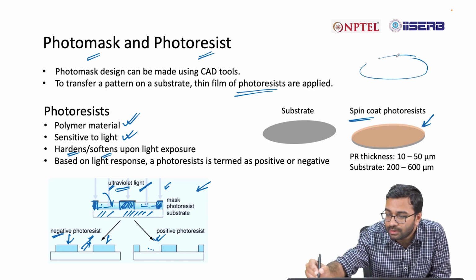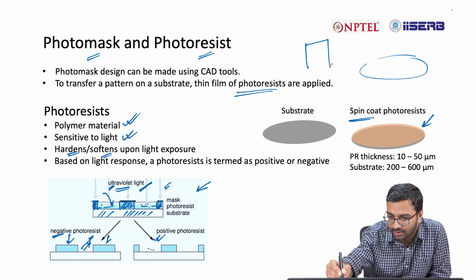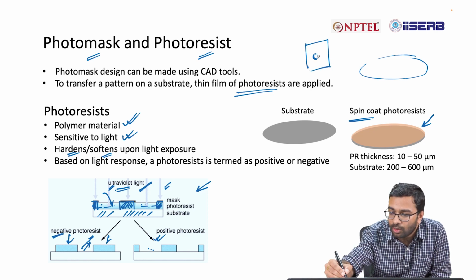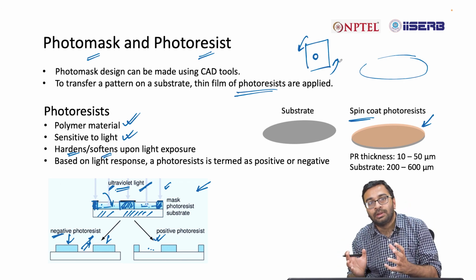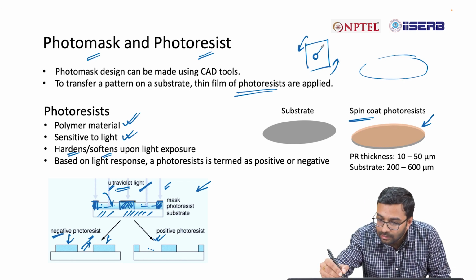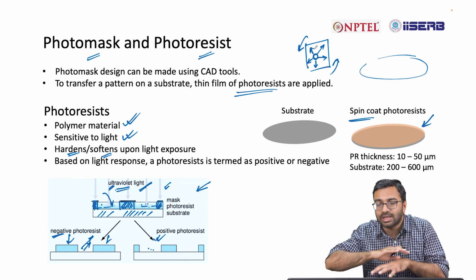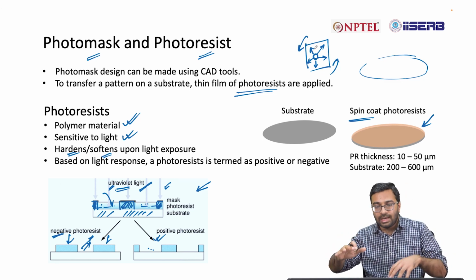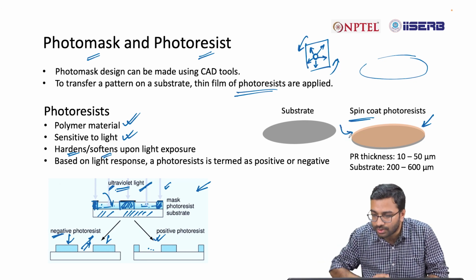If you have a substrate, it can be a square substrate as well. Then you put the polymer on top and then you spin the substrate at a higher RPM. Now, when you spin it, the material, if it is fluidic in nature, viscous in nature, it will start spreading on top of the substrate, and then it will create a thin film on the substrate.